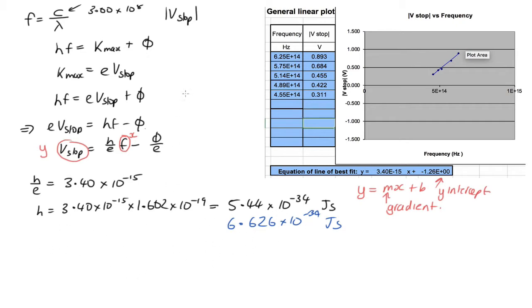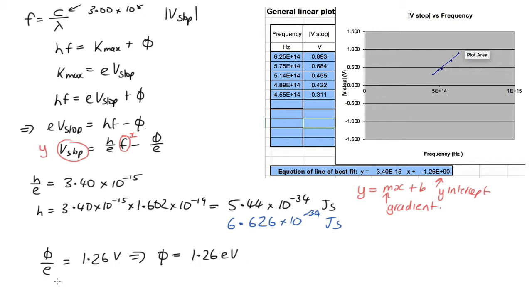Okay, so we've worked out Planck's constant. We can also work out the work function of the metal on our cathode. So we've got phi over e, that is equal to the y-intercept. So we've got a minus there and a minus there. This is equal to 1.26, and that's volts. So it's probably best, rather than converting this into joules, to give it in electron volts. So this tells us that our work function is equal to 1.26 electron volts.